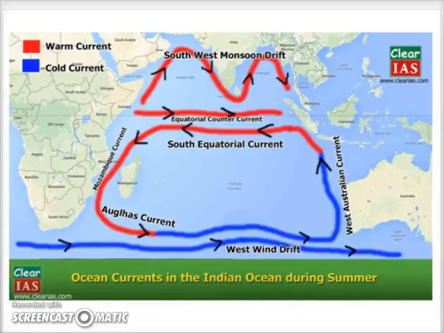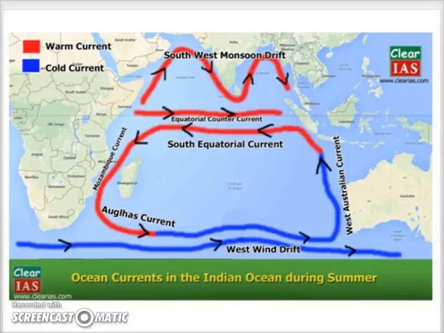Indian Ocean, Northern Hemisphere, during summer. In summer, the northern part comes under the influence of the southwest monsoon. It results in an easterly movement of water in the Bay of Bengal and the Arabian Sea in a clockwise direction. This current is also known as the southwest monsoon drift. In the Indian Ocean, the summer currents are more regular than those of the winter.